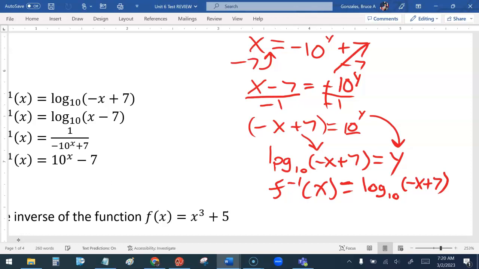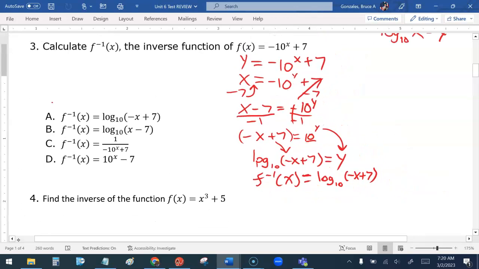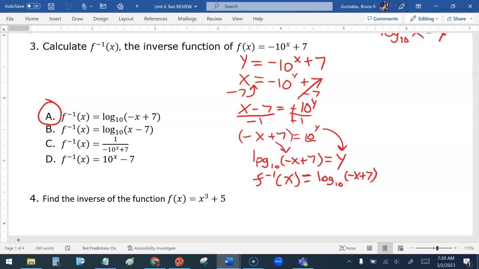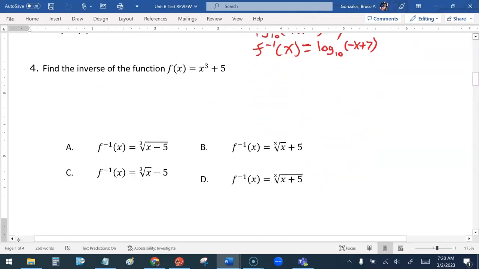All right. And that'll give us this one right here. So a distractor would be b. If you forget to divide by negative 1, that will not be the right answer. Okay, find the inverse function of this.